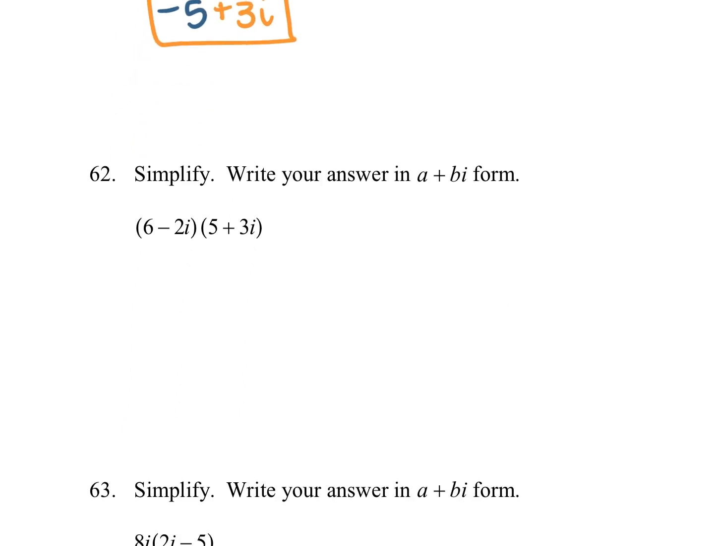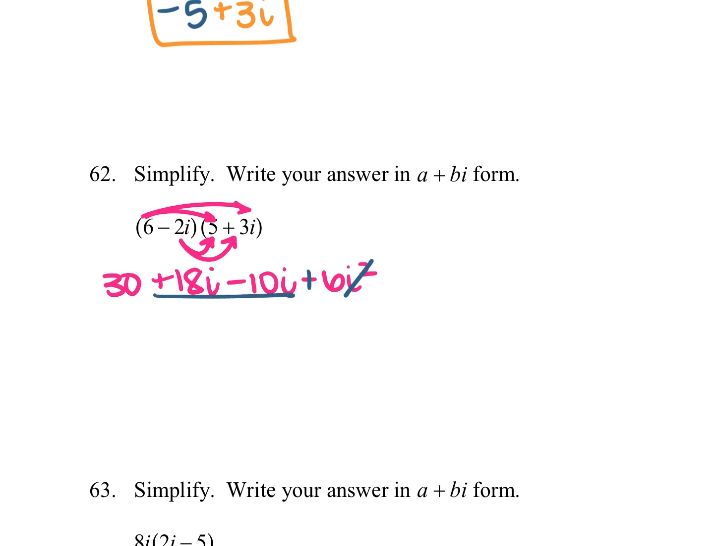For 62, you are multiplying or FOILing out these two binomials. So 6 times 5 gives us 30. 6 times 3i is 18i. Negative 2i times 5 is negative 10i. Negative 2i times 3i is negative 6i squared. Remember, i squared means negative 1, so we're going to change the sign in front of that 6, cancel out the i squared, and combine like terms.